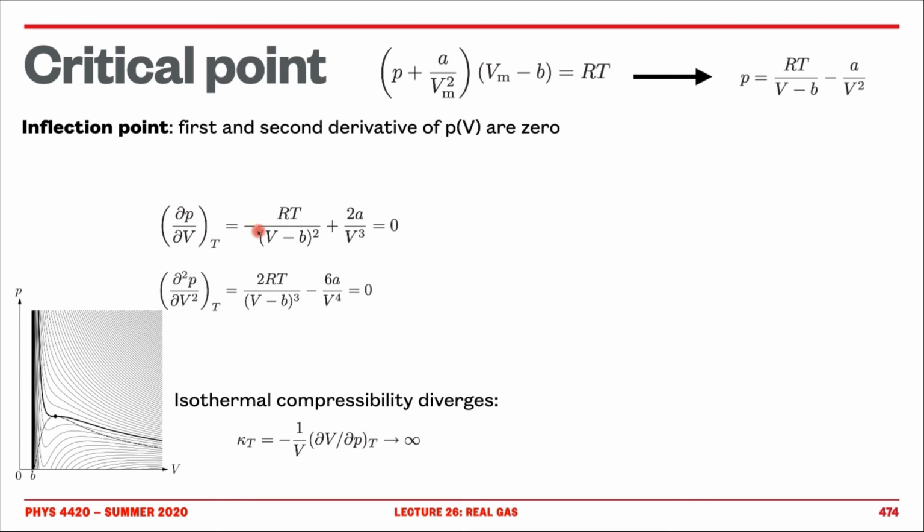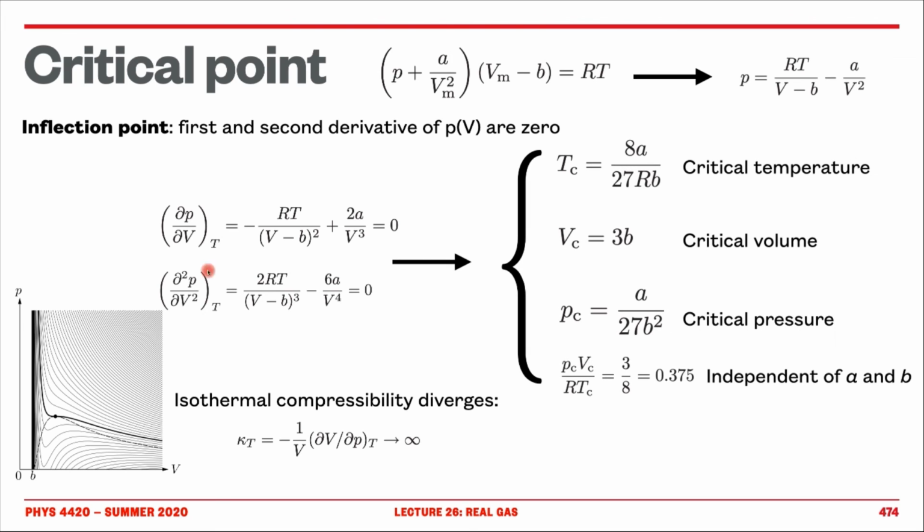If we apply this, we can find the values of T and V that are going to make these two equations zero. I'm going to let you do this. It's very elementary. We end up with a critical temperature and critical volume. And of course, if we know the critical temperature and critical volume, we can also calculate the pressure that corresponds to that temperature and volume. So we get the critical pressure as well, all within this model.